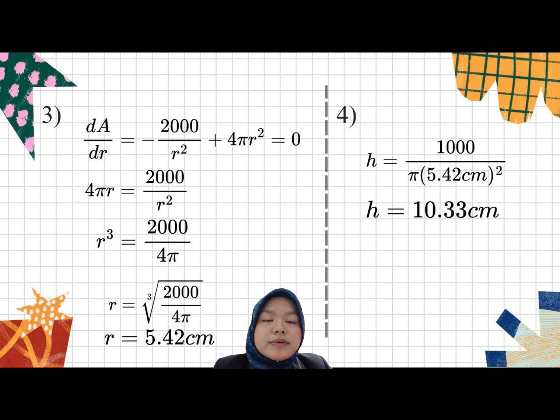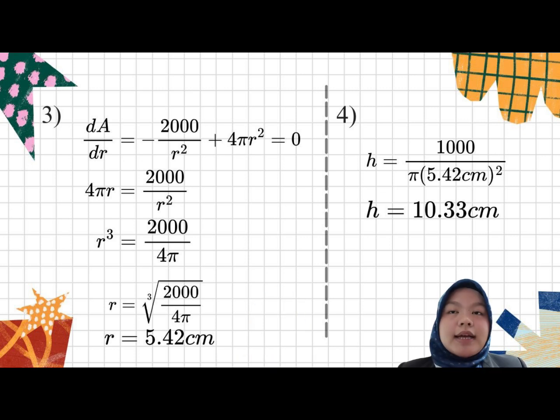We will move 2000 over r squared to the other side. After that, we will move 4 pi and cube root to the other side to find r. Finally, the value of r is 5.42 cm. Lastly, we will find the height h. h is equal to 1000 over pi r squared. Substitute the radius into r. Thus, the height of the can is 10.84 cm.